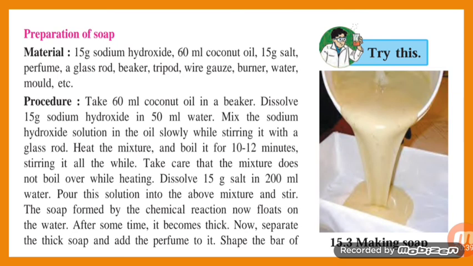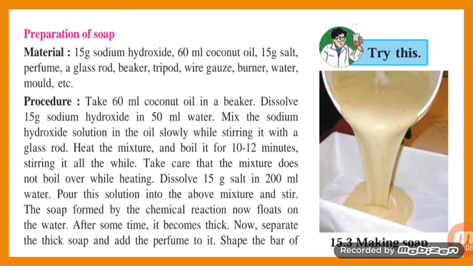What we have to do: first, take 60 ml of coconut oil in a beaker, right? And then dissolve 15 grams sodium hydroxide in 50 ml of water. Sodium hydroxide is present in a powder form or pellets form, like small flat crystals. Okay, so that sodium hydroxide we have to add in 50 ml of water and make the solution.